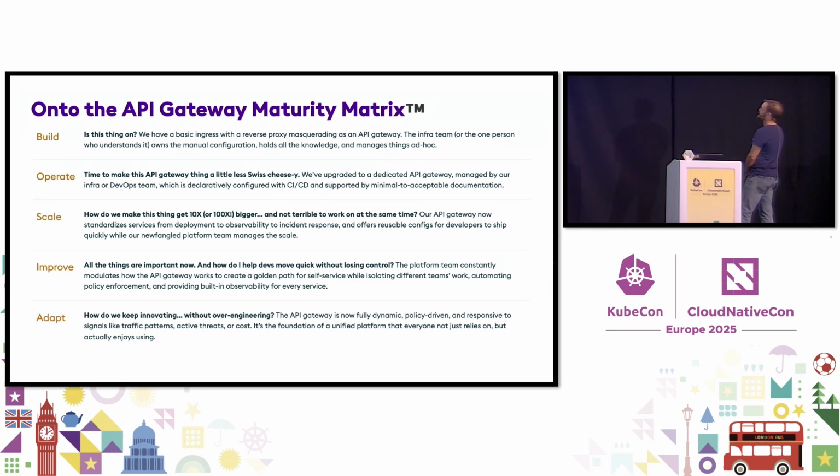So onto the matrix itself. As you can see here, I've built upon the 5 levels that the cloud native maturity model started with, but I'm taking an API gateway specific lens on that. So in build, again, you're in pre-production, maybe you have some sort of basic ingress, a reverse proxy, maybe you're using both. A lot of things are manually configured. There's a sort of mix and match situation happening here.